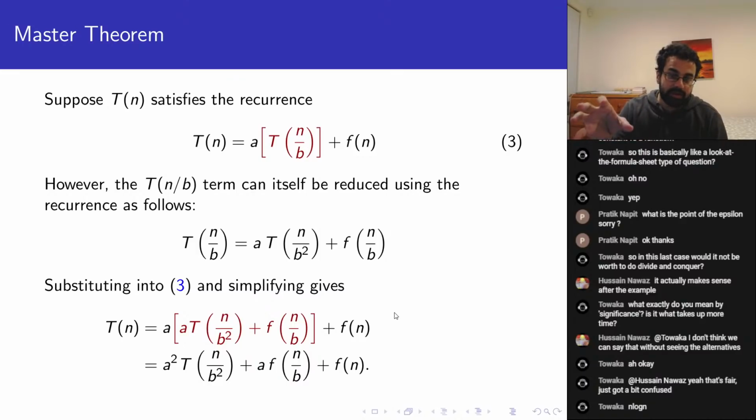So I can substitute that equation back into the previous one, and now I can write Tn in terms of not T of n over b, but T of n over b squared. Of course, the remaining terms are a little more complicated. There's 2 f terms, but we're going to deal with that. But of course, why stop there? Those n over b squared terms, those grandchildren, will be split into themselves yet smaller subproblems. Those will be split into problems of size n over b cubed.